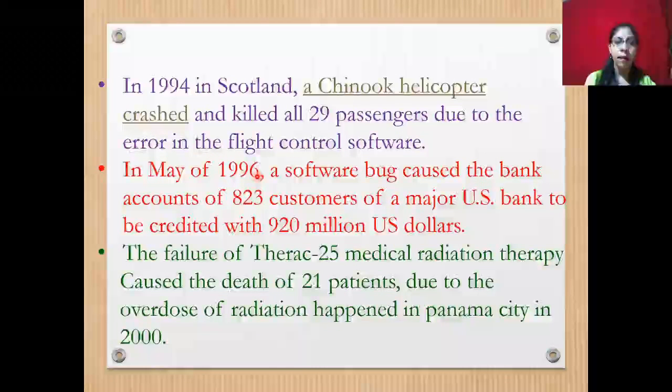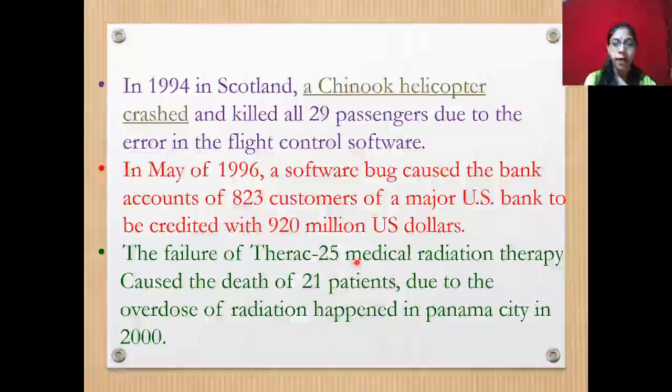In May of 1996, a software bug caused the bank accounts of 823 customers of a major US bank to be credited with 920 million US dollars. Yes, this is also an example of a software defect which was notified later.